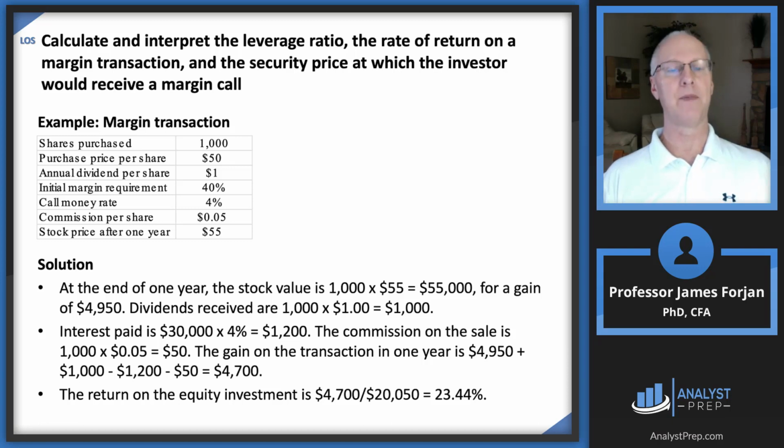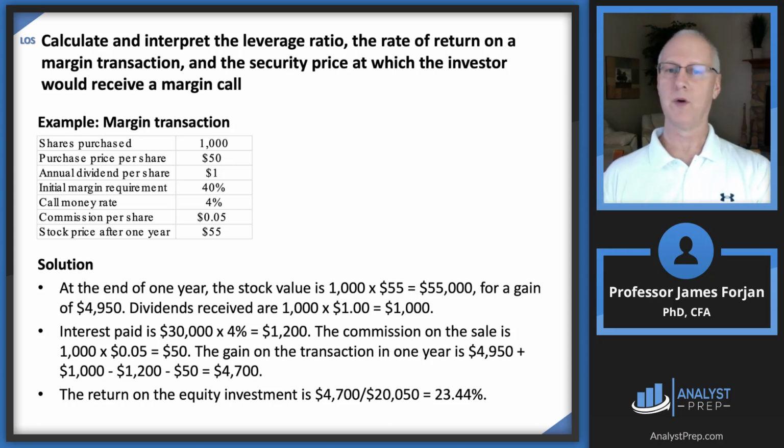Now we've got to figure out the interest on our loan. So we've got a $30,000 loan times that 4% call money rate. That gives us $1,200. The commission on that sale is going to be another $50. And so the gain on the transaction, you can do all the math there. That's $4,700. And the return on that margin account is going to be our profit, that $4,700 divided by our initial investment. And so that includes the $20,000 plus our $50 worth of commissions.